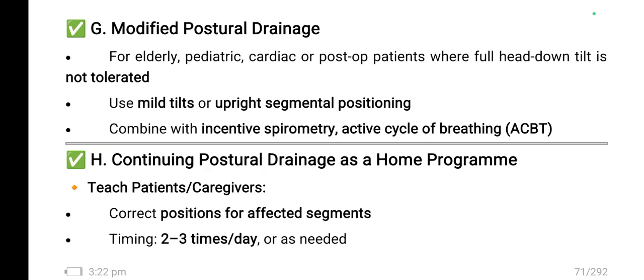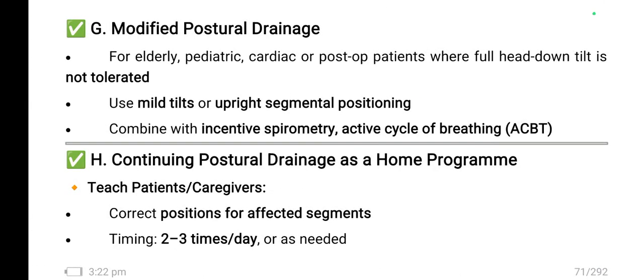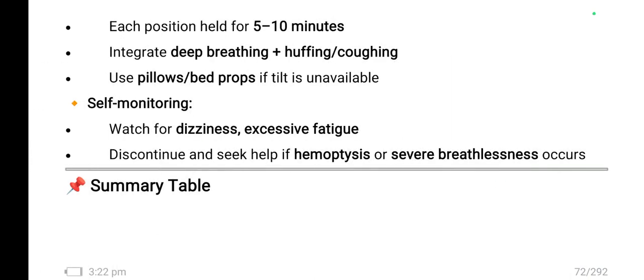Modified postural drainage for elderly, pediatric, geriatric or post-operative patients where full head down tilt is not tolerable: use mild tilts or upright segmental positions combined with incentive spirometry and the active cycle of breathing, that is ACBT. Continue postural drainage as a whole program. Teach patients or caregivers the positions for the affected segment. Timing: 2 to 3 times per day or as needed.